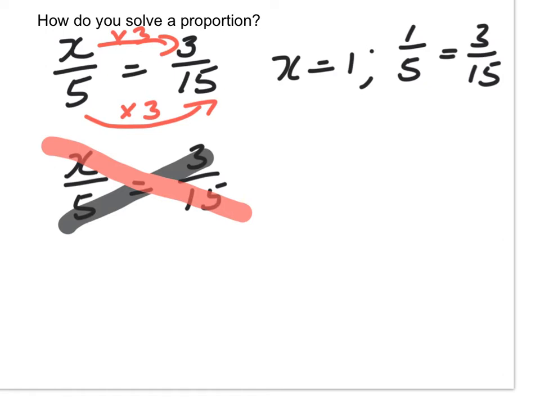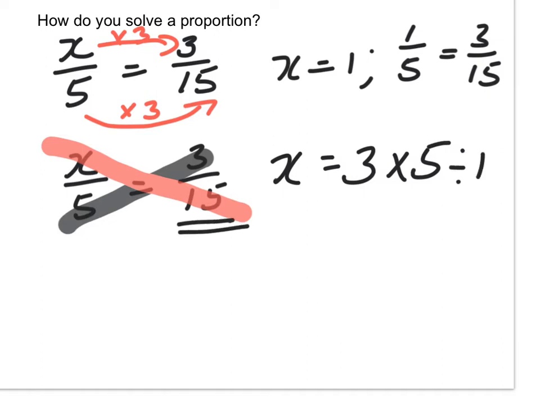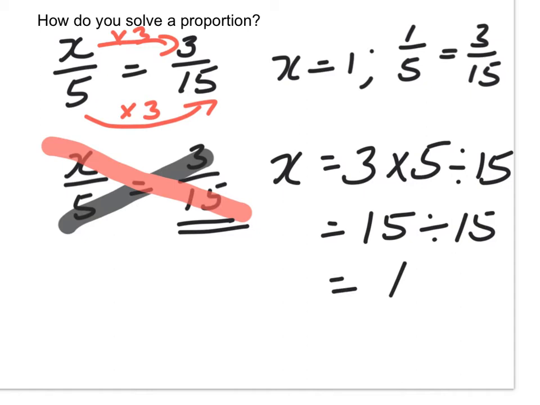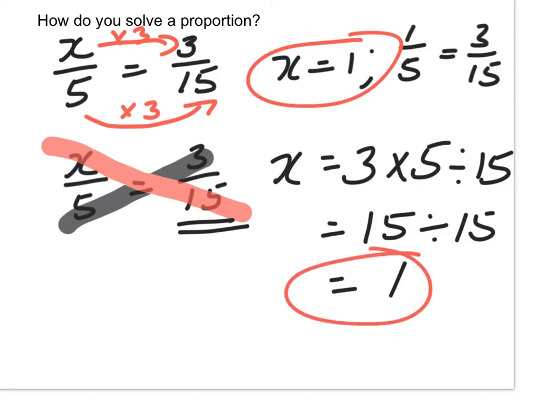You multiply. So what we're going to calculate is x equals 3 times 5, because you multiply the two numbers in the diagonal. And then what number is left over? 15. You divide by that. 3 times 5 is 15, divided by 15 equals 1. So that's the answer that we got when we looked at it in the previous way as well. x is 1. 1 over 5 equals 3 over 15.